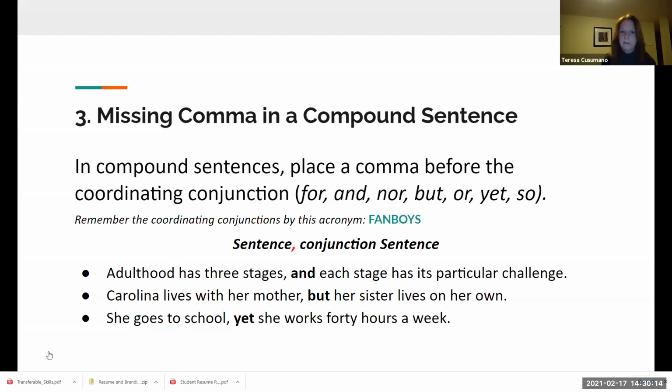So adulthood has 3 stages, full sentence. Each stage has its particular challenge, is another full sentence, an independent clause. So to join them together with that coordinating conjunction and, I need a comma before the and, right? If you look at the 2 other sentences that we have there, you can see that both of the clauses on each side of the coordinating conjunction are full sentences. So therefore you need to put that comma there.